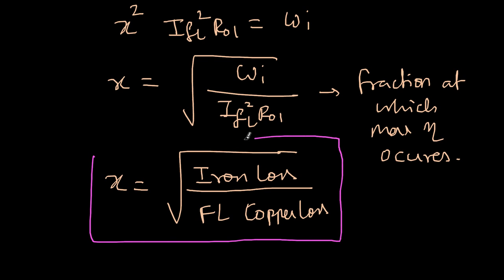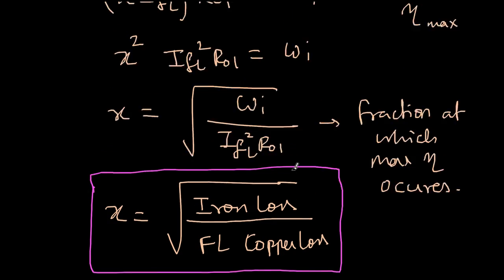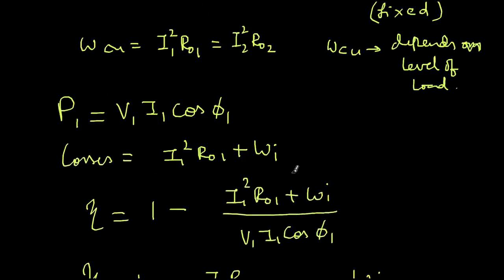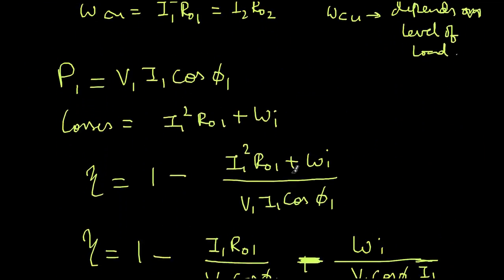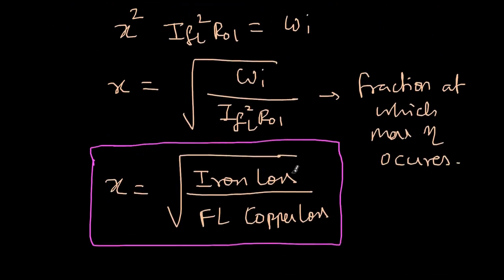Now it is possible to design the machine such that it will provide maximum efficiency for the fraction at which you want your transformer to operate. For example, if I want to operate the transformer at 90% load, I will design the transformer such that at 90% it provides maximum efficiency. That way it will be useful. So let's do one or two example problems on this concept of condition for maximum efficiency of the transformer so that we understand it better.